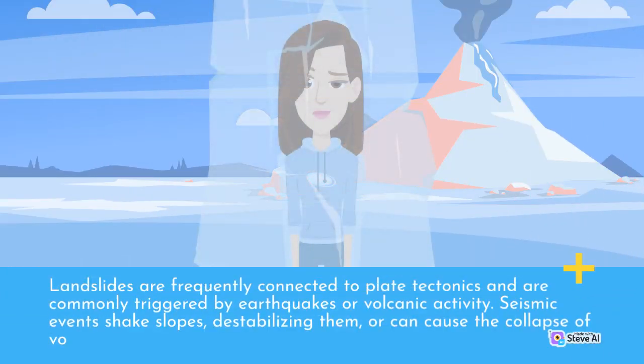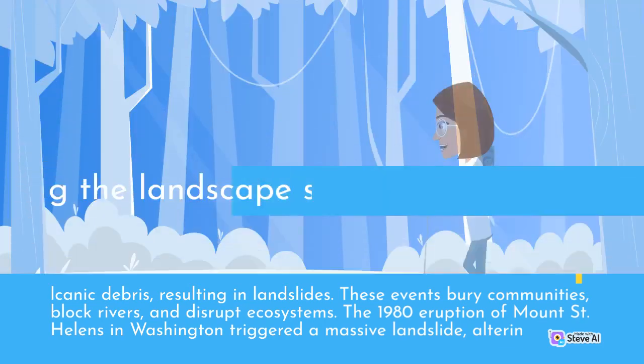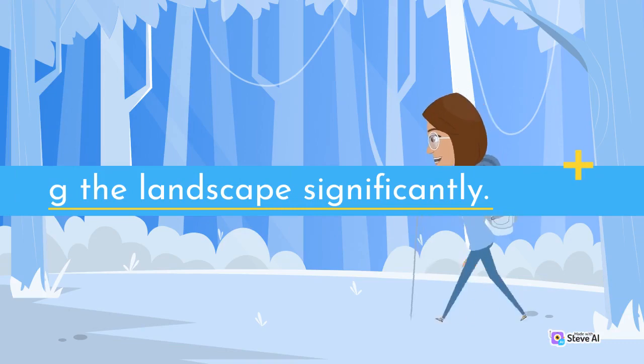Landslides are frequently connected to plate tectonics and are commonly triggered by earthquakes or volcanic activity. Seismic events shake slopes, destabilizing them, or can cause the collapse of volcanic debris, resulting in landslides. These events bury communities, block rivers, and disrupt ecosystems. The 1980 eruption of Mount St. Helens in Washington triggered a massive landslide, altering the landscape significantly.